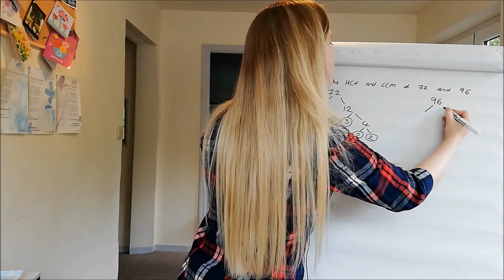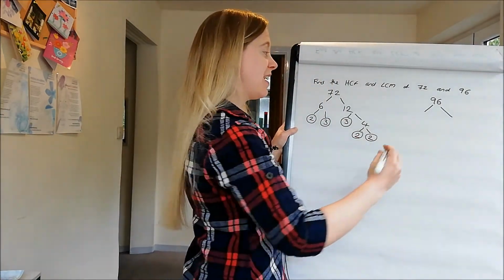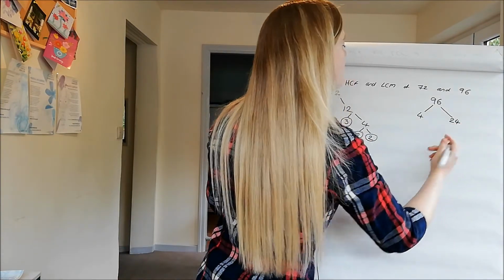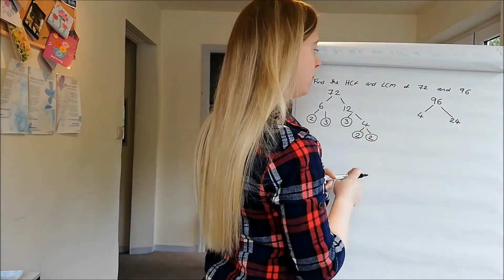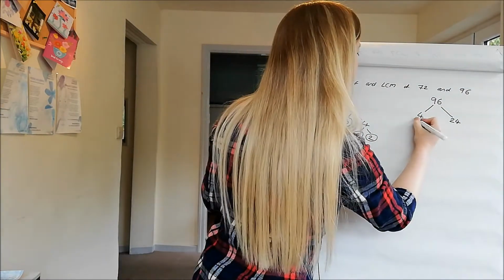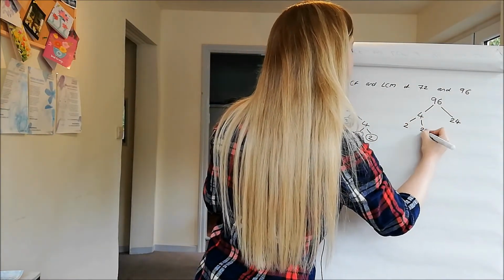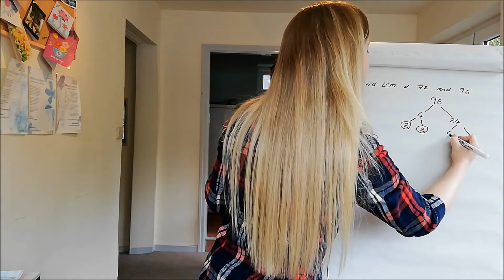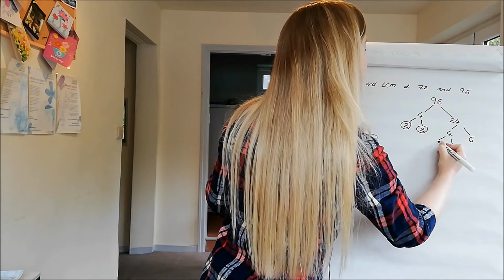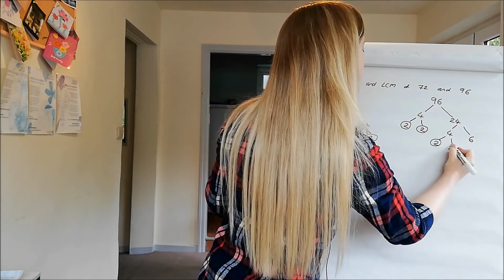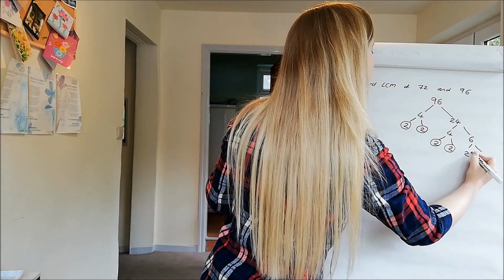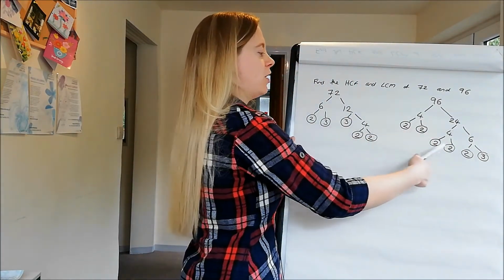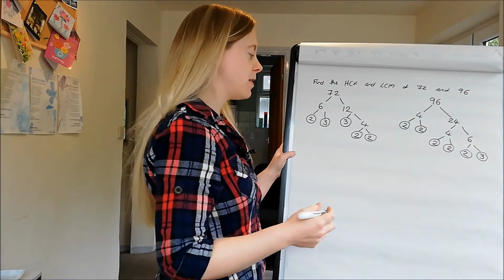96, there's loads of combinations you can choose for 96. I'm going to choose 4 times 24. But it's up to you. You might have got something different there. 4 breaks down into 2 times 2. 24 breaks down into 4 times 6. 4 breaks down into 2 times 2. And 6 breaks down into 2 times 3. So regardless of what you picked at that stage, those should be the numbers you have at the end.